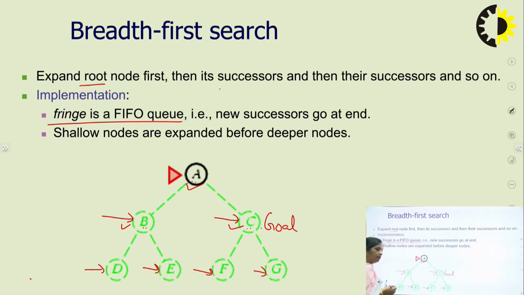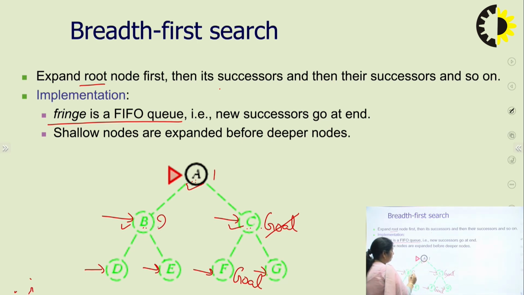Let me take another goal, not C but F. Let me call the goal F. So what will happen? We'll check the root node, it will fail the goal test. Then the neighbors of A, B and C, both fail. When we checked B, now B's neighbors are D and E, both failed. Okay, so what will be the order of checking?